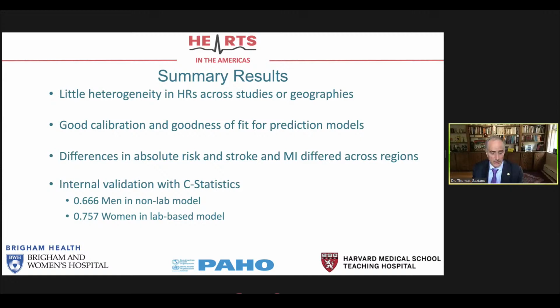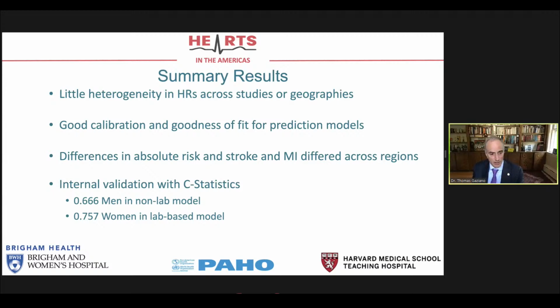For internal validation, the models were tested with a measure of fit with the C statistic, with a lowest value of 0.66 for men in the non-laboratory based model, to as high as 0.757 for women in the lab-based model. For those who are not familiar with these scores, if it's 0.5 and above, it's better than guessing. The closer you get to 1 is perfection.